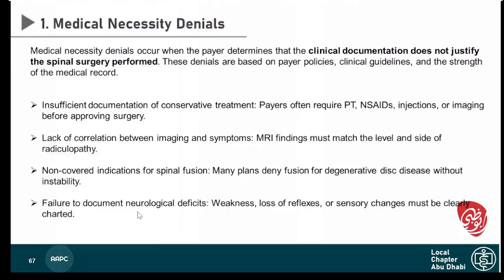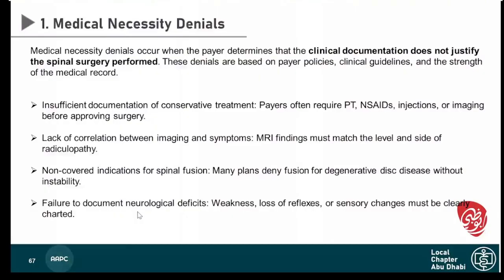That means if the patient is admitted for spinal surgery with a diagnosis of loss of lumbar lordosis, but in the MRI this loss of lumbar lordosis is missing, then the insurance payer will deny the request. That is the lack of correlation between imaging and symptoms.